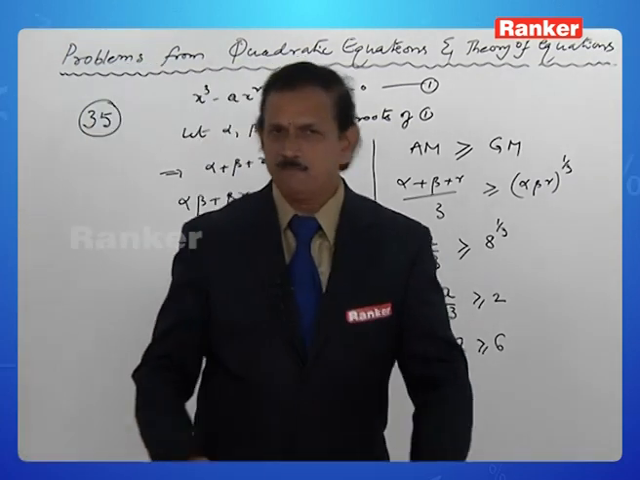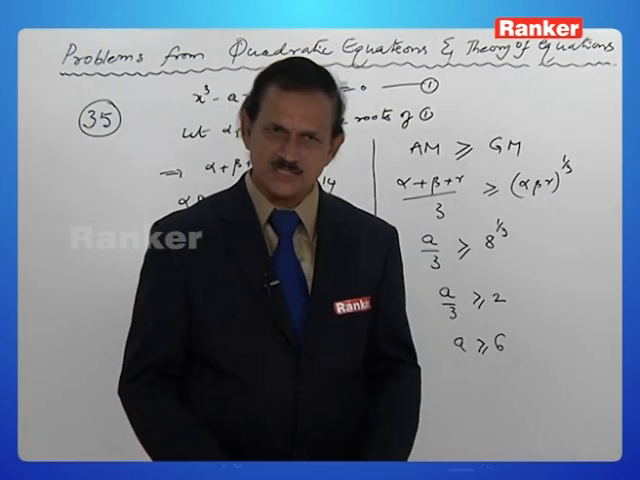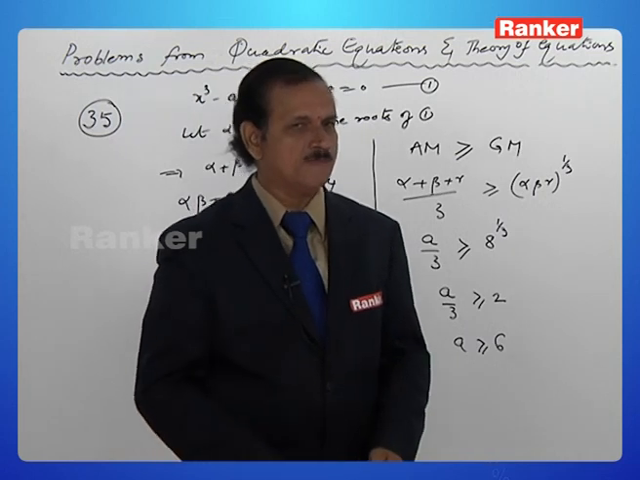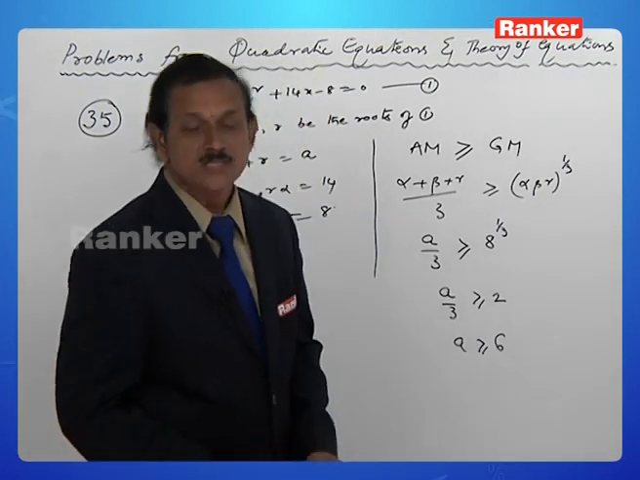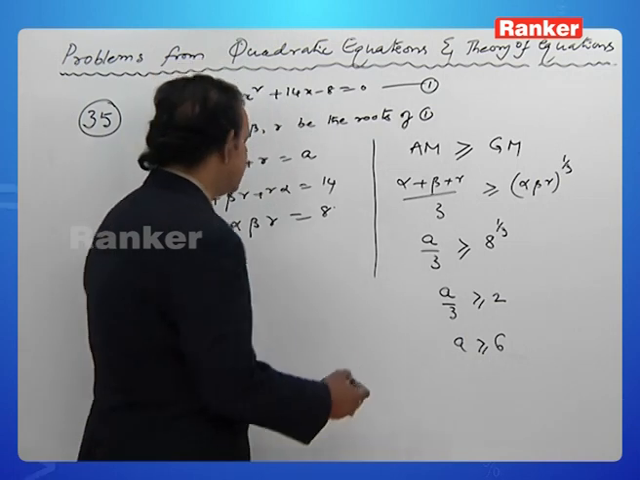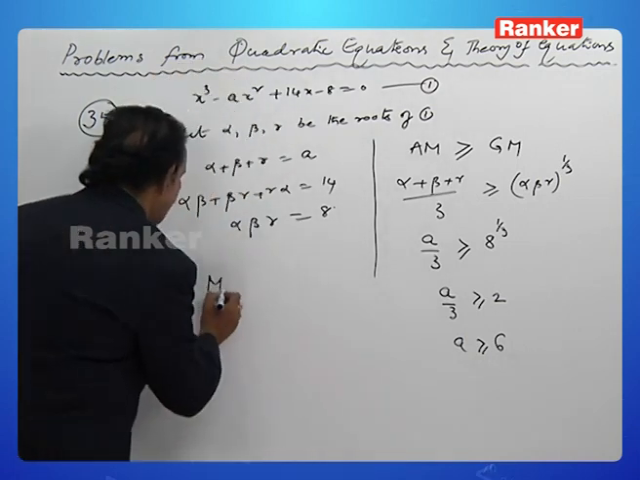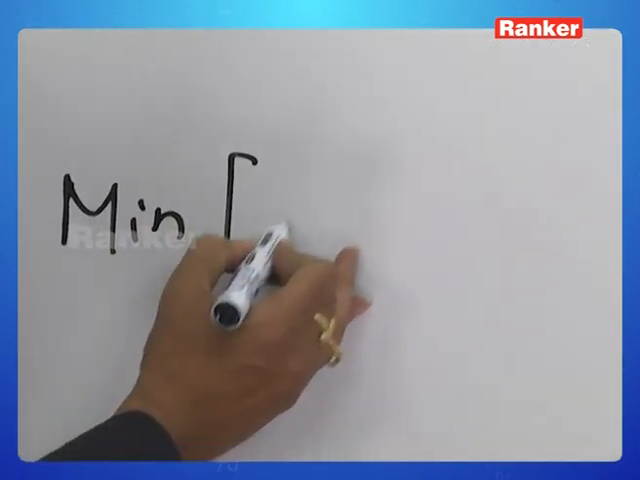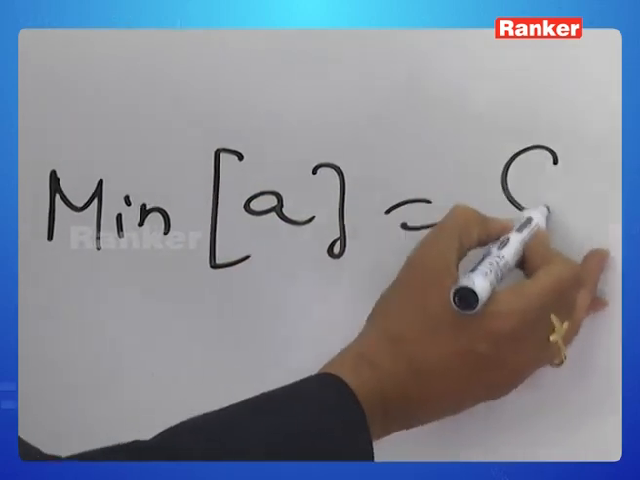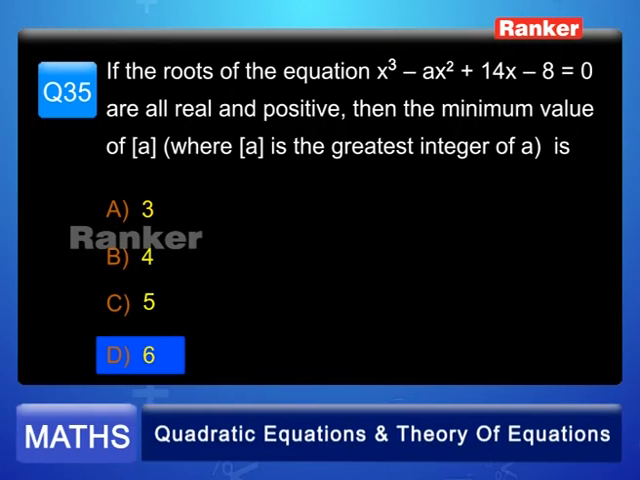And is it available in the options? Yes, it is available in the fourth option, that is option D. We have 6 as the answer. Hence, the minimum value of the integral part of a is equal to 6. So, option D is correct. That is the question.